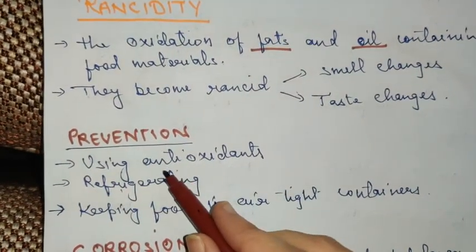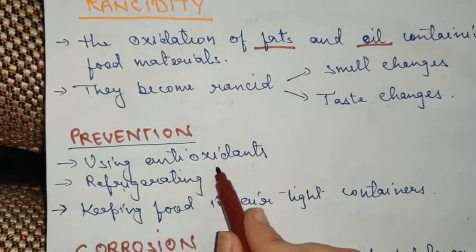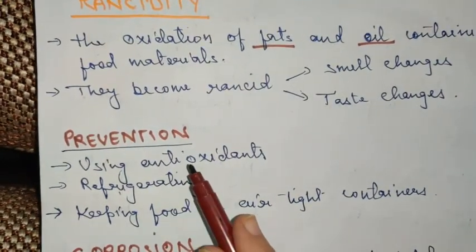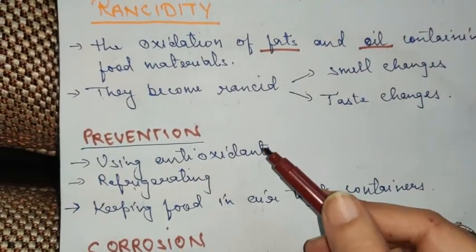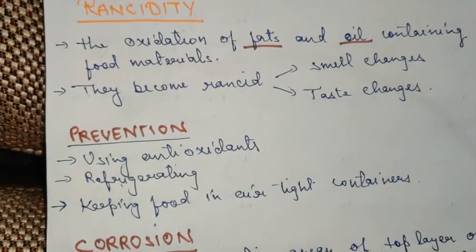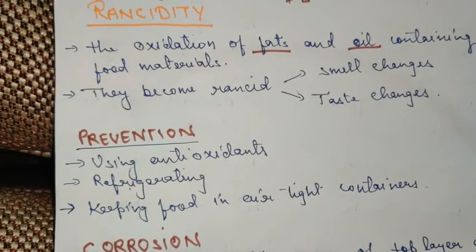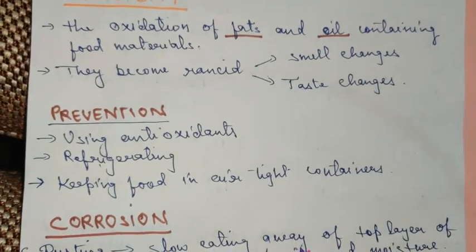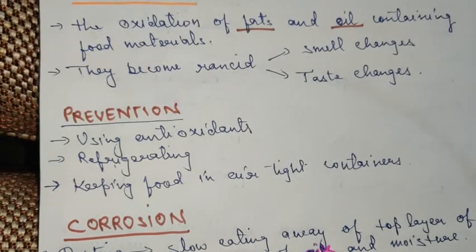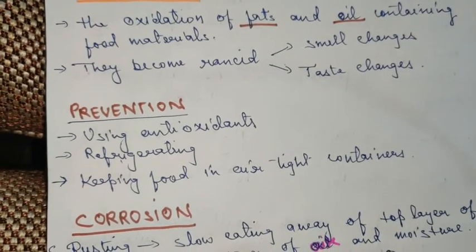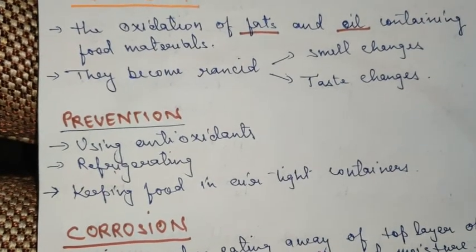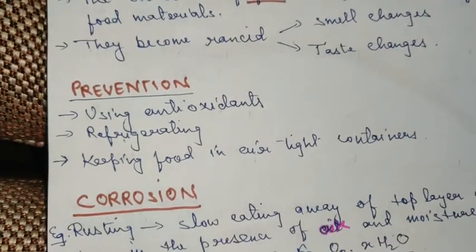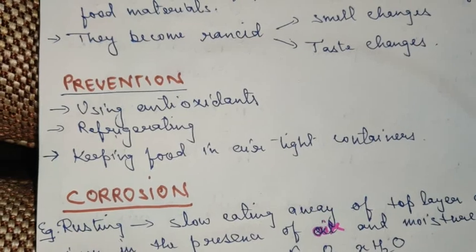Using antioxidants. Antioxidants means the chemical substance which prevents the incoming of oxygen, or which nullifies the effect of oxygen. You must have seen that there are certain canned foods, certain packed foods which have antioxidants in them. Those antioxidants do not allow microbial growth because they nullify the effect of oxygen.